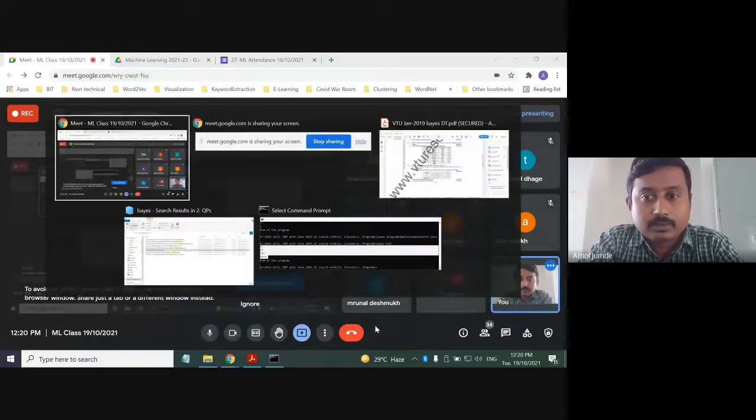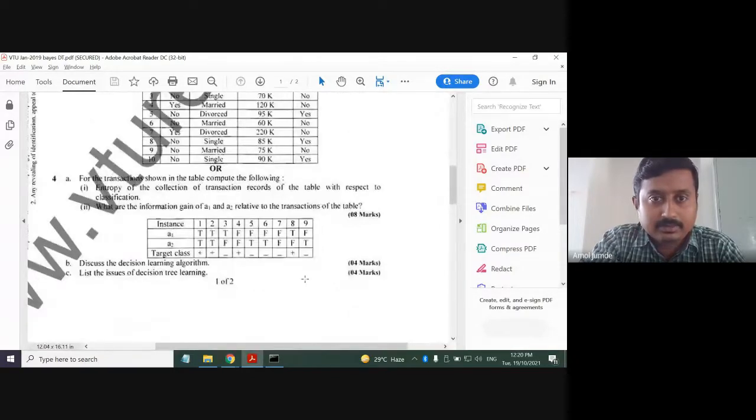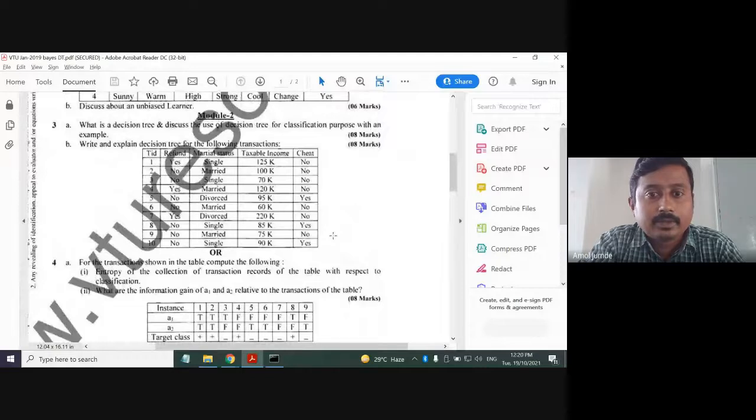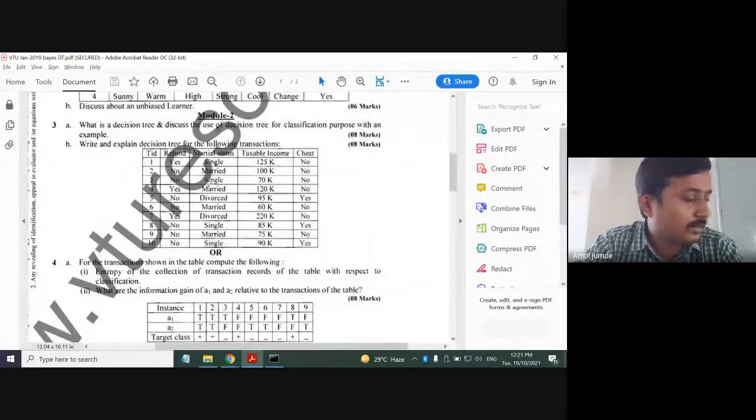So today we will be solving the numerical based on Bayes classifier, but where the attribute is continuous valued. Here they have mentioned to solve this using a decision tree, but the same data set can be used and solved using Bayes classifier.